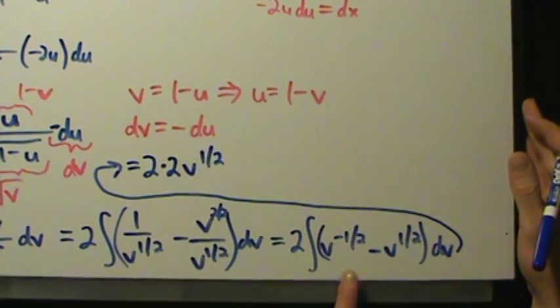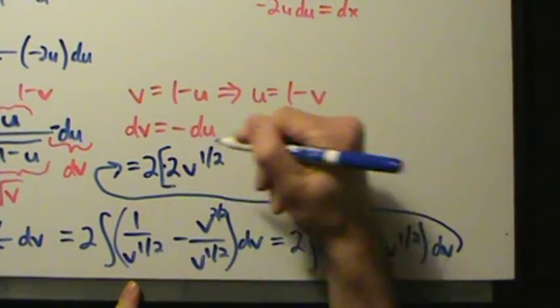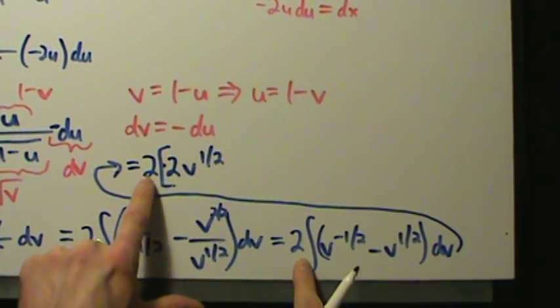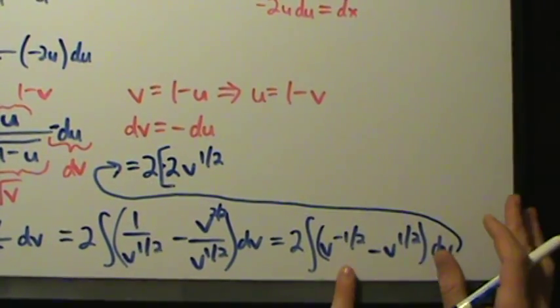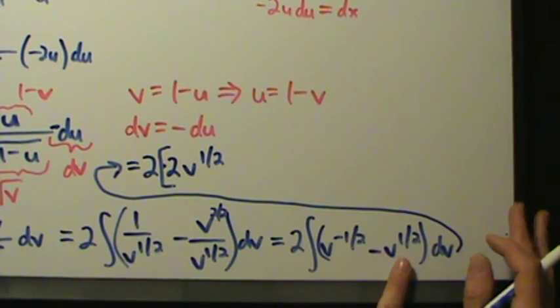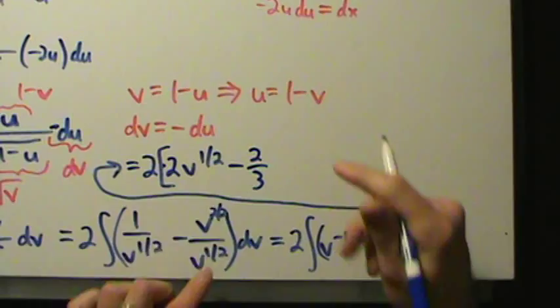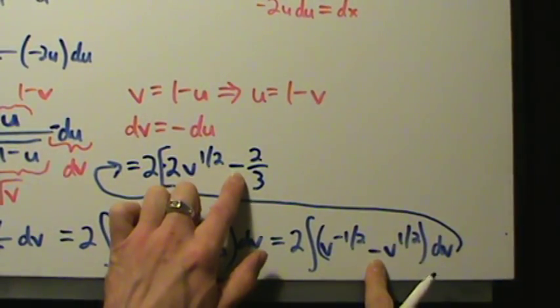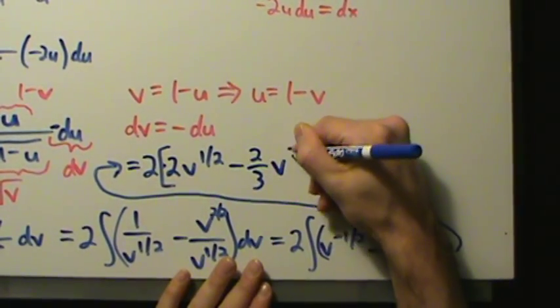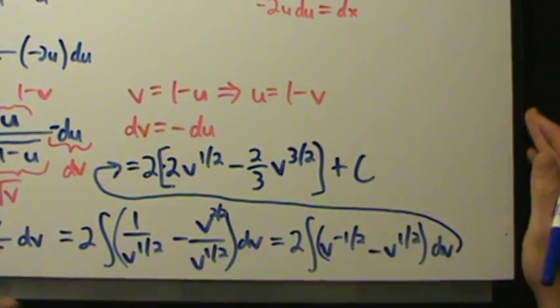Okay, and then what about this term here? Because this 2 out here is going to be multiplied by everything. So v to the 1/2, if I integrate that, add 1 to the exponent, so that becomes 3/2. So if I divide by 3/2, I'm multiplying by 2/3. And this minus sign comes from here. So then this is going to be v to the 3/2. Okay, and then it's an indefinite integral, so we have a plus c.